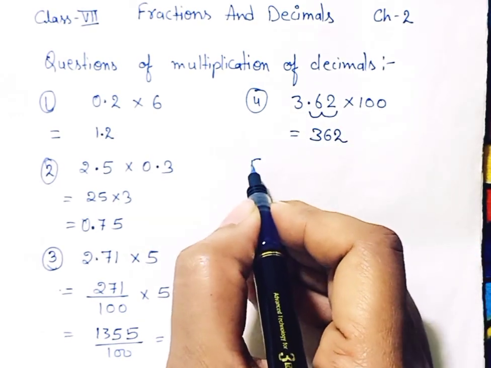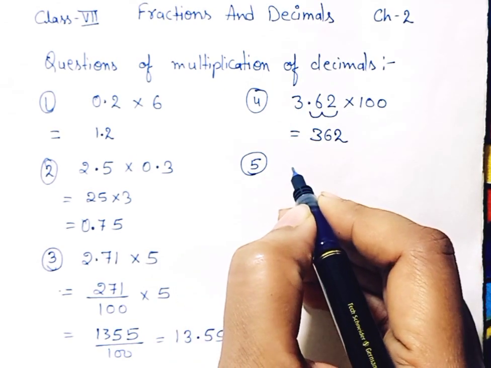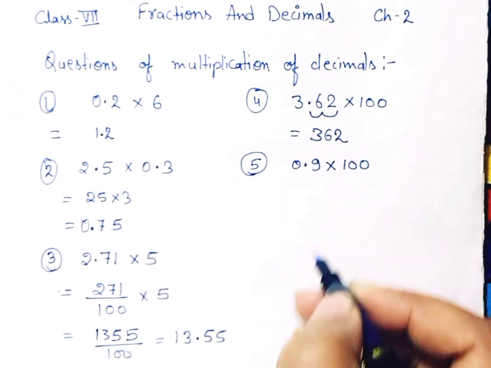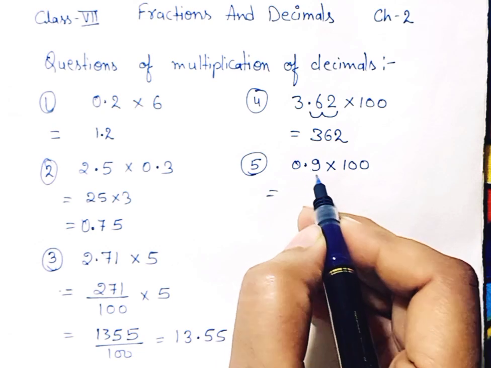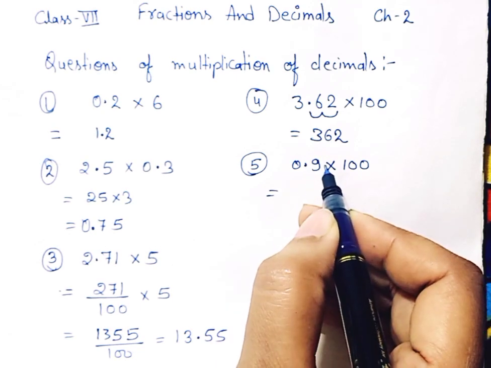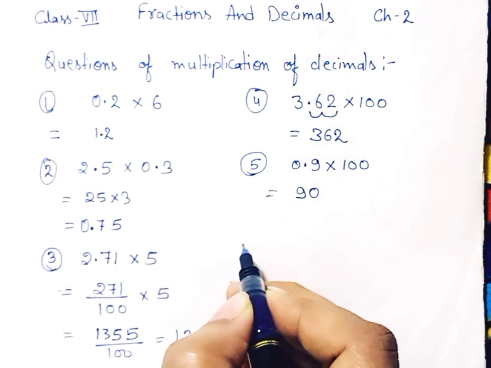Okay. Now the next one, which is the fifth question. It is 0.9 multiplied by 100. Again we will do the same. We'll shift the decimal up to 2 places. So here we shift 1 place, then again we will have 0. So the answer will be 90.